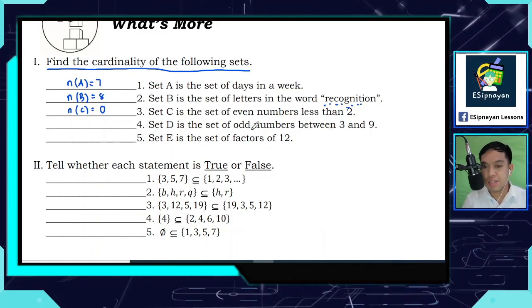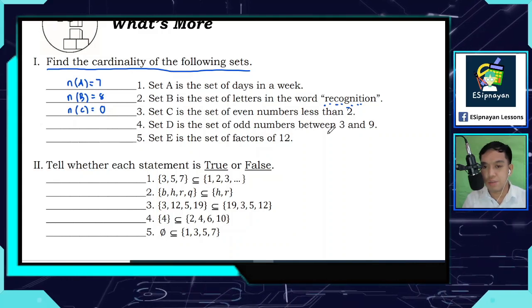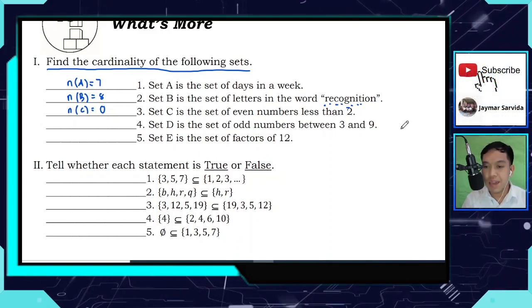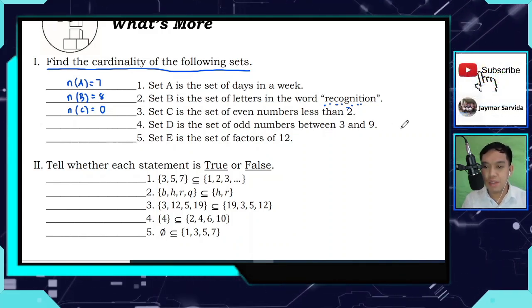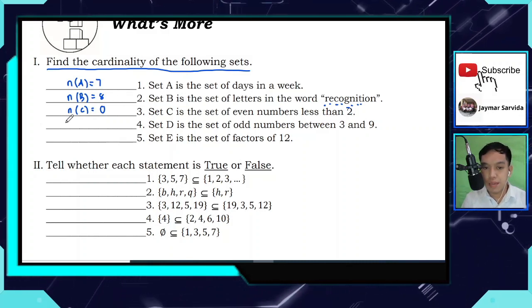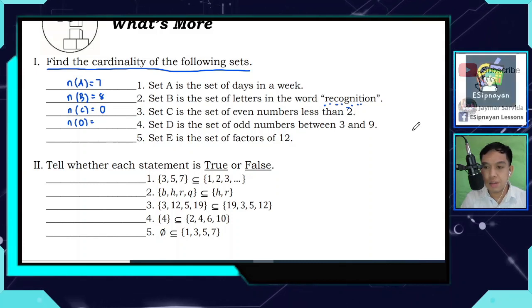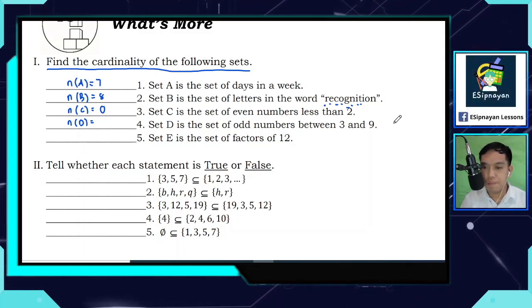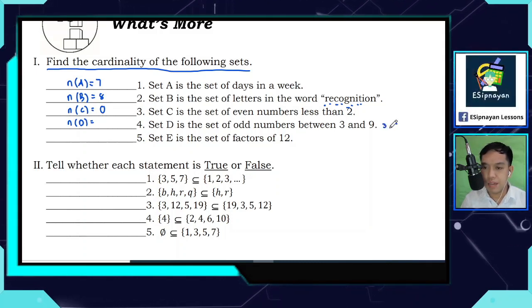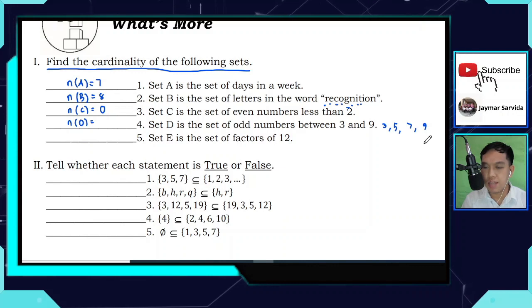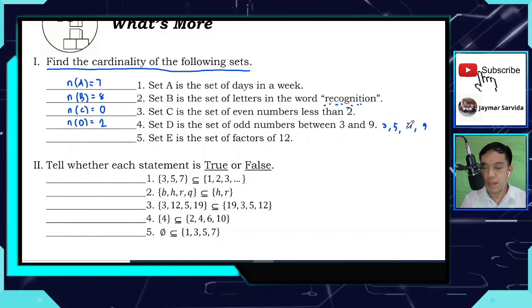Set D is the set of odd numbers between 3 and 9. So, ano ba yung mga odd numbers between 3 and 9? So, ilan lahat yun? 3, 5. So, diba 3, tapos 5, then 7, at saka 9. Right? So, ilan yan? 2. Okay, so 2. Between 3 and 9.